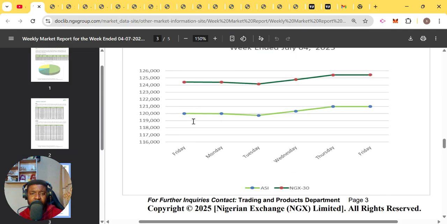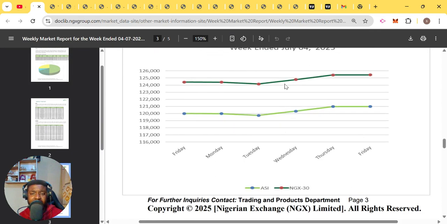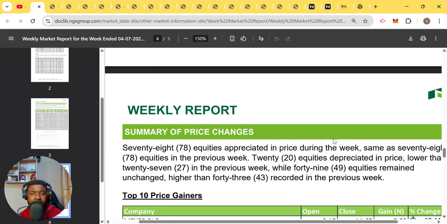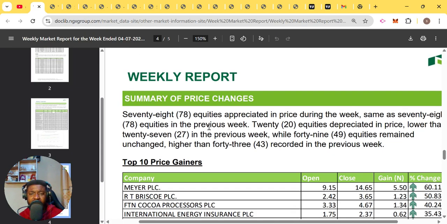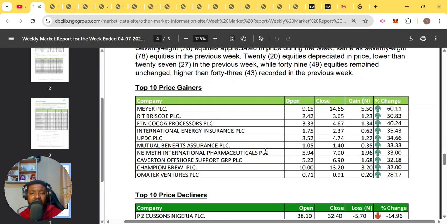So for now, the NGX 30 and the all share index are still tracking each other. No decoupling at the moment. And for the summary, we have 78 stocks appreciated, which is huge. And if we quickly jump to the top gainers right here, okay, this is the top gainers right here.